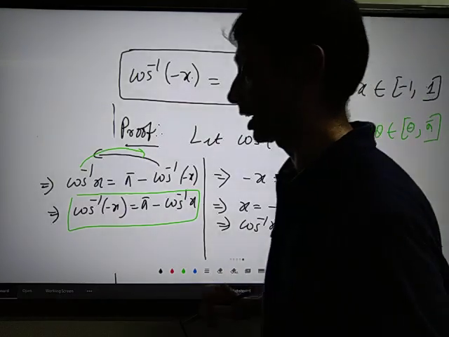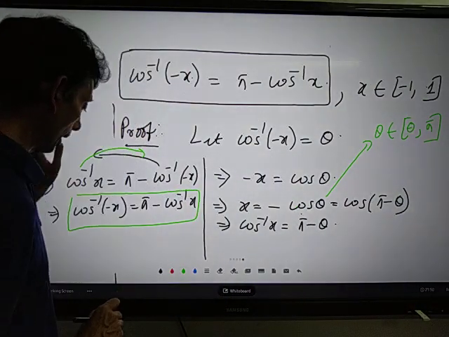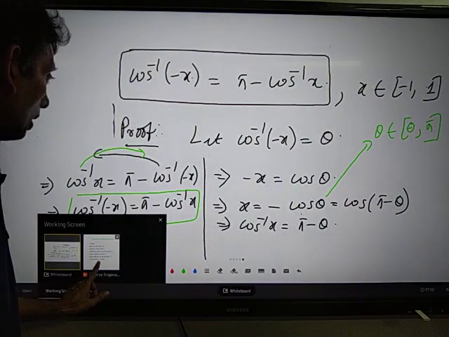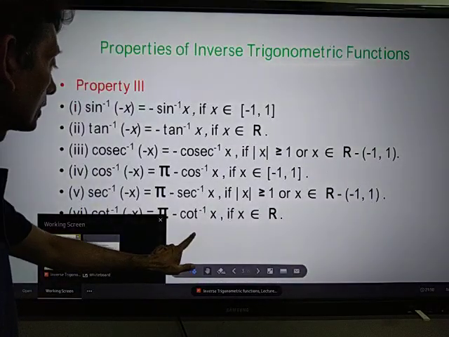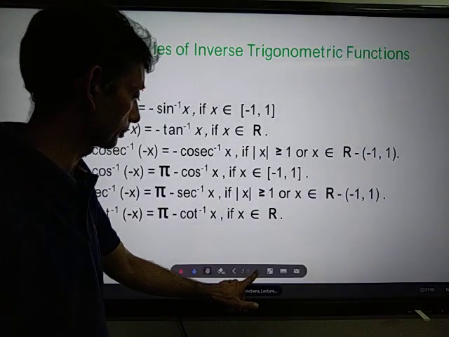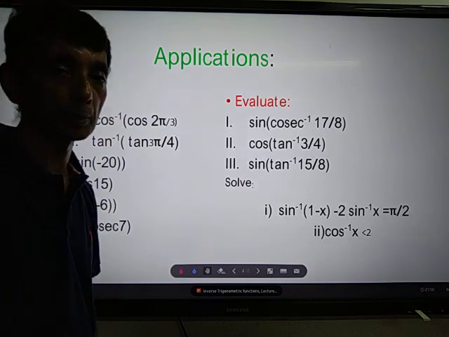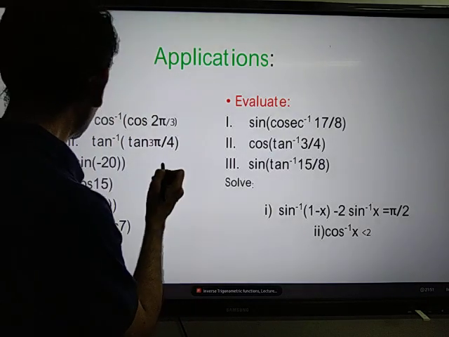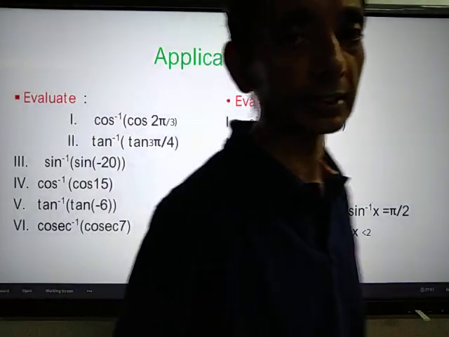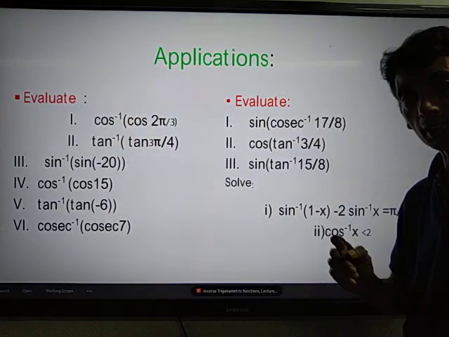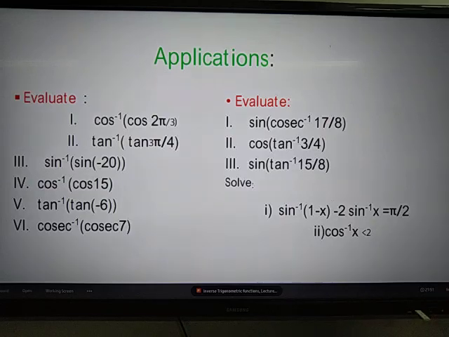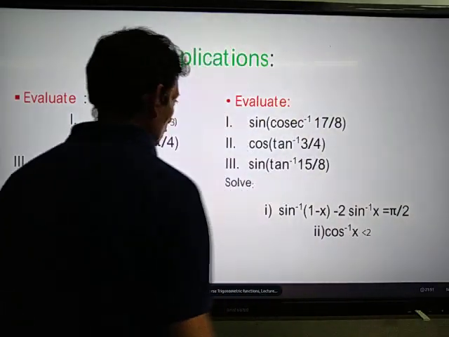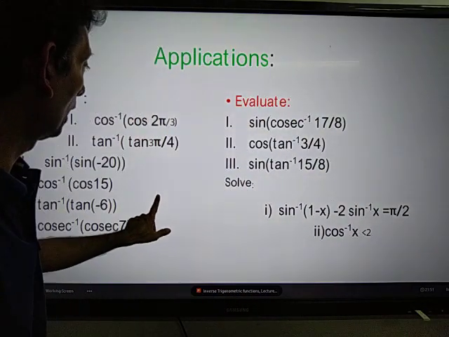And next what I am going to do is take some important questions, applications. We are going to solve some important questions, and I have included questions from the properties that we have discussed now, especially from property 1 and property 2.